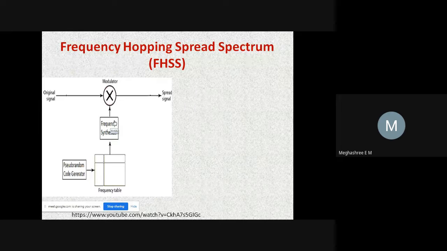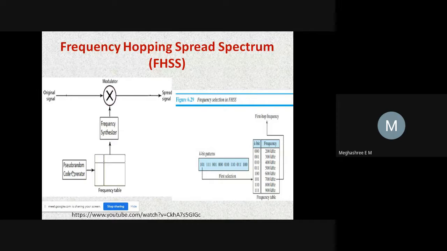Now I'll explain how this method actually works. What is given here is the pseudo random code generator. Actually, this is called PN, or pseudo random noise. Please concentrate: this pseudo random code generator is called pseudo random noise, in short PN. This generator generates a k-bit pattern for every hopping period. We'll see what the hopping period is in the next slide. As of now, remember the pseudo random code generator generates a k-bit pattern for every hopping period, that is Th.